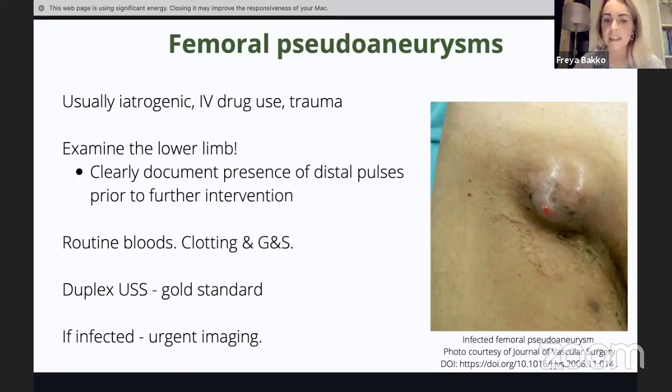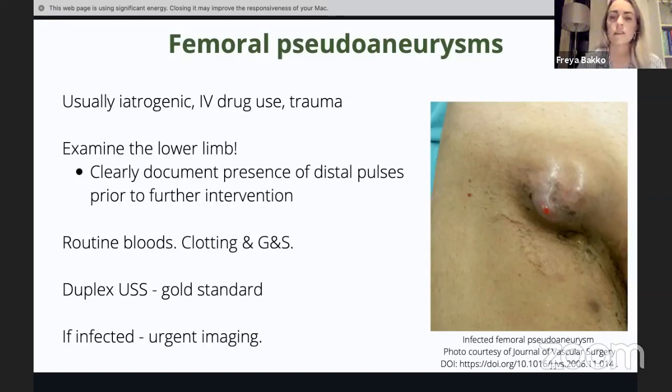A pseudoaneurysm can get infected. This is a surgical emergency. An infected aneurysm of the artery can lead to clot formation, and it can obviously lead to a spread of infection systemically. So this requires an urgent ultrasound.